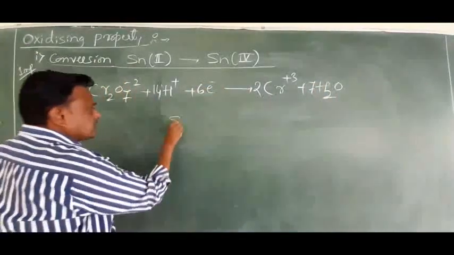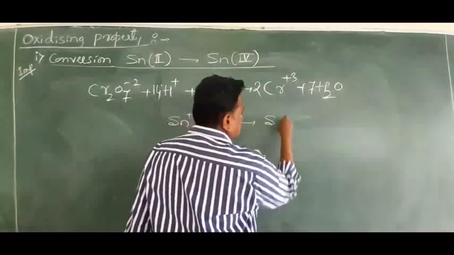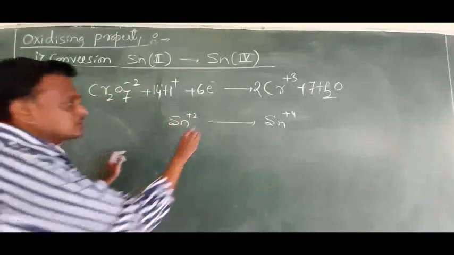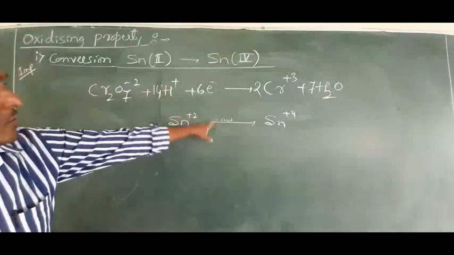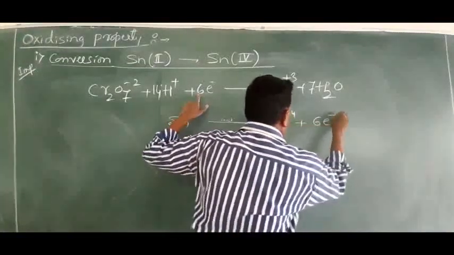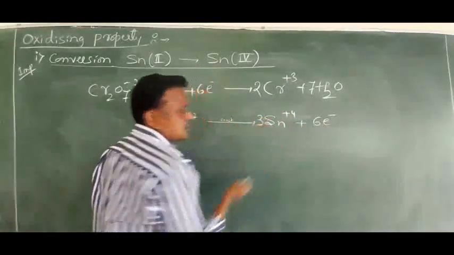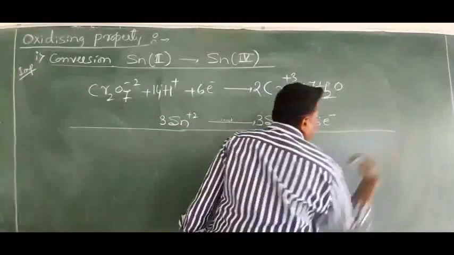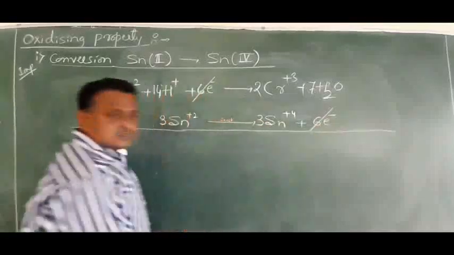And then now Sn2+ is converted into Sn4+. Keep in mind the difference is 2 electrons. This is a 2 unit difference. Yes, if you consider 2, it becomes 6. You have carried out 6. Obviously, you will consider 3 moles to form 3 moles. Yes, very simple. You can use it to balance: 6 electrons, 6 electrons are cancelled.